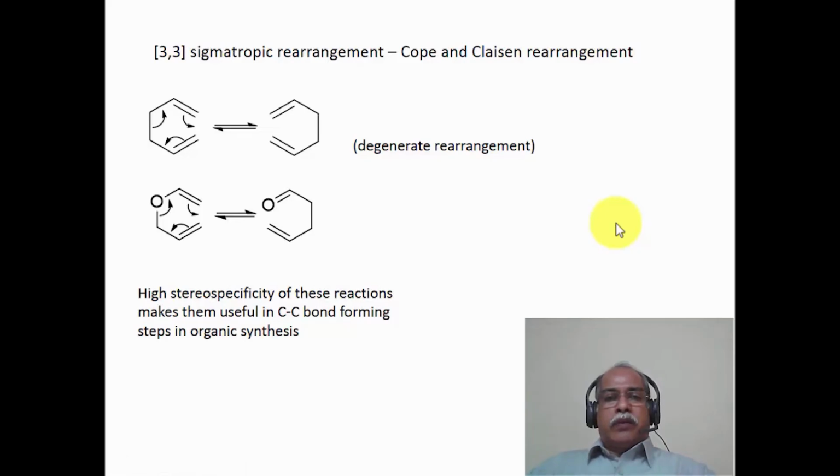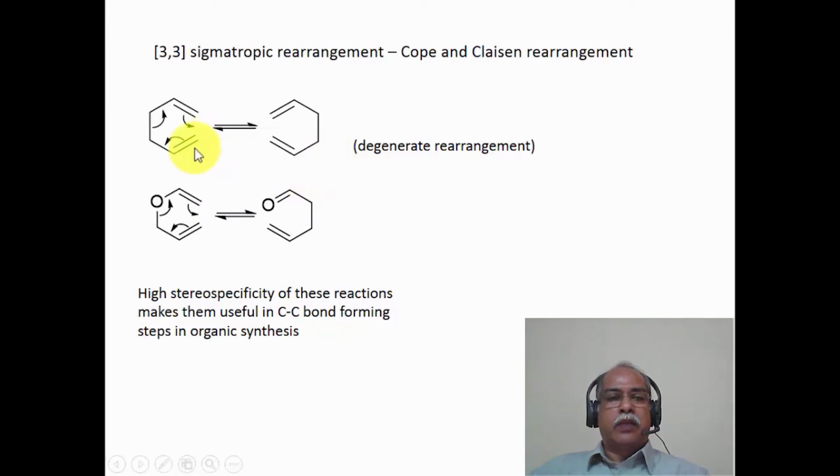Now let us move on to a very interesting 3,3 sigmatropic rearrangement, which is known as the Cope rearrangement or Claisen rearrangement, as the case may be. This is a rearrangement of a 1,5-hexadiene into a 1,5-hexadiene. So this is a degenerate rearrangement. Both the starting material and the product are essentially the same. In the case of the oxygen substituted allyl vinyl ether, resulting in the formation of an unsaturated carbonyl compound, this is not a degenerate rearrangement. This is also not a reversible reaction. It always proceeds in the forward direction only and not in the reverse direction.